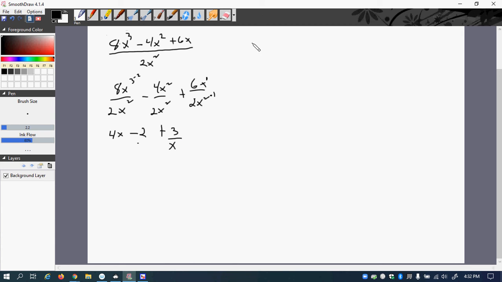So now I'd like to do the check to see if what I just did is correct. And so to check, you take your denominator, which is 2x squared, and you multiply it by your answer, which is 4x minus 2 plus 3 over x. And when you're done, you should get the numerator.